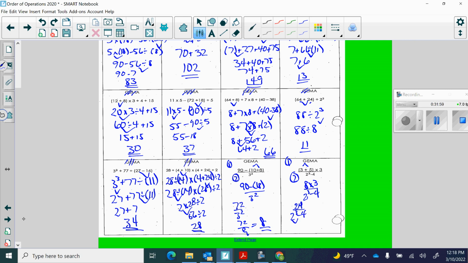So now I need to do my exponent. 2 to the third power is 2 times 2 is 4, times 2 is 8. 8 minus 4. 24 over 8 minus 4, which is 4. 24 divided by 4 gives us an answer of 6.